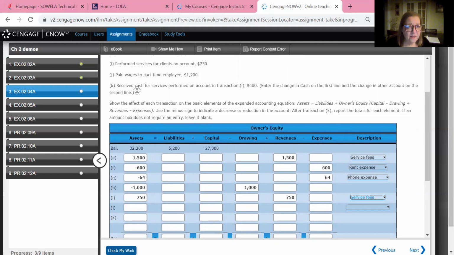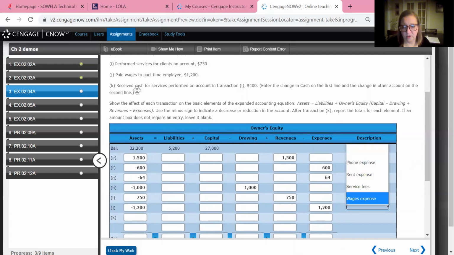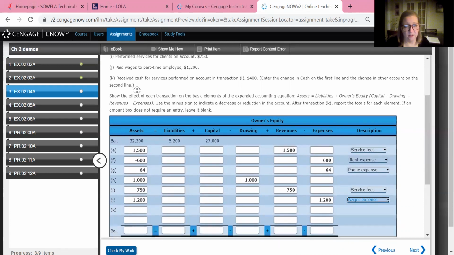All right, next is J, paid wages to part-time employees. If we paid something, our assets just went down because cash went down. So we're going to put minus $1,200 for those wages. And we're going to put an expense of $1,200 for those wages. And there's the choices. We're going to take wage expense. That makes sense, doesn't it?